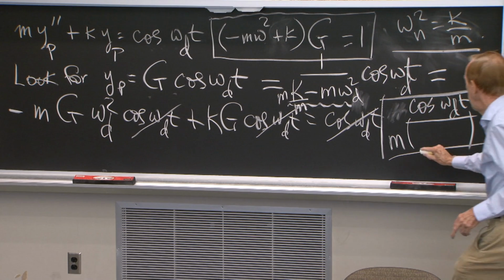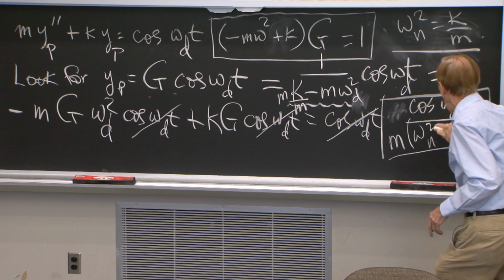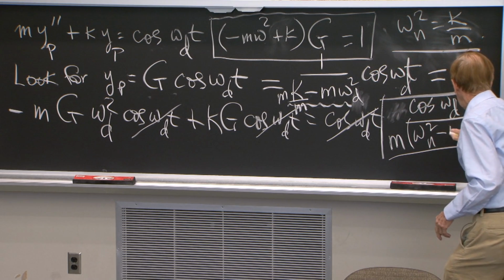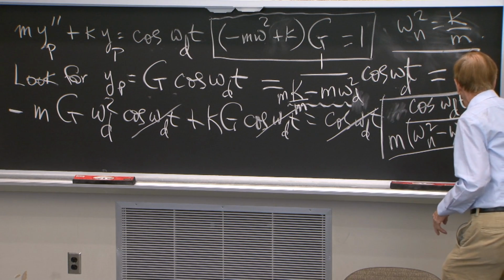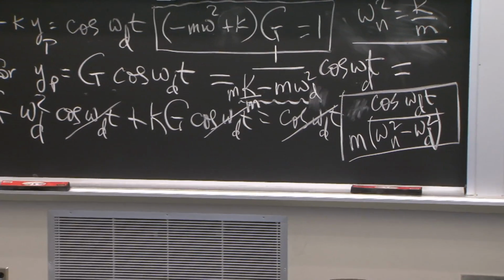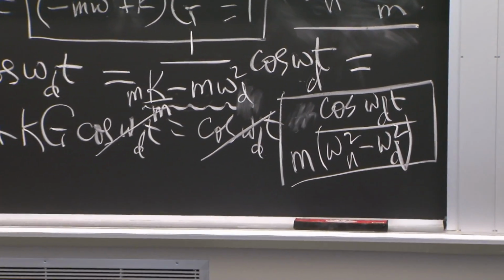omega n squared, and this is minus omega d squared. That's pretty terrific. The gain is this multiplier, 1 over m, times that. And we see that the gain is bigger and bigger when the frequency is near the natural frequency.